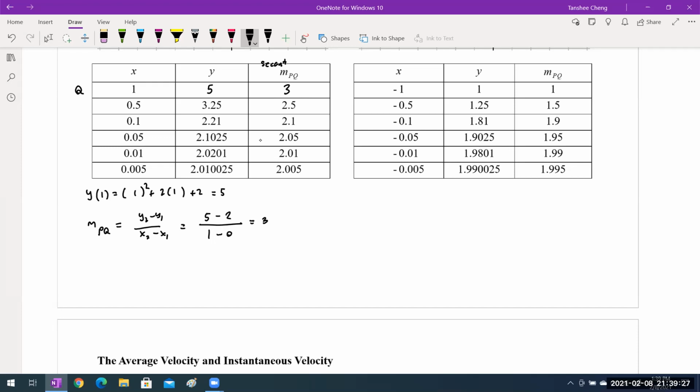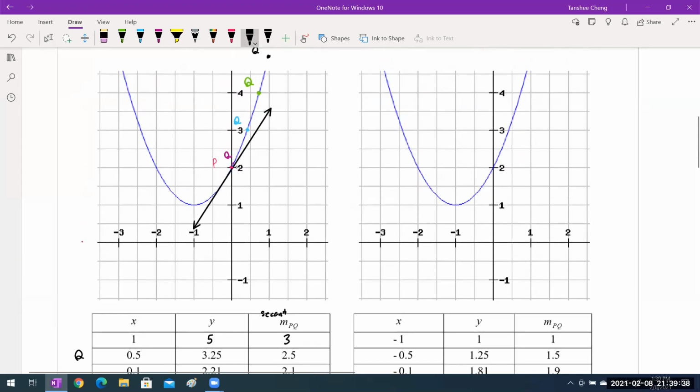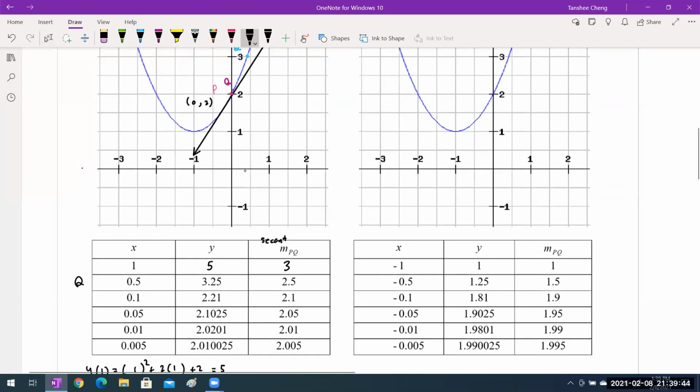Now I move my point Q to what? 0.5. And notice that where we're trying to reach, we're trying to get as close as what? The point P, which has an X coordinate of 0. So that's why my point Q is getting closer to 0 when I put it down to 0.5. And then 0.1, 0.05, 0.01, 0.005.